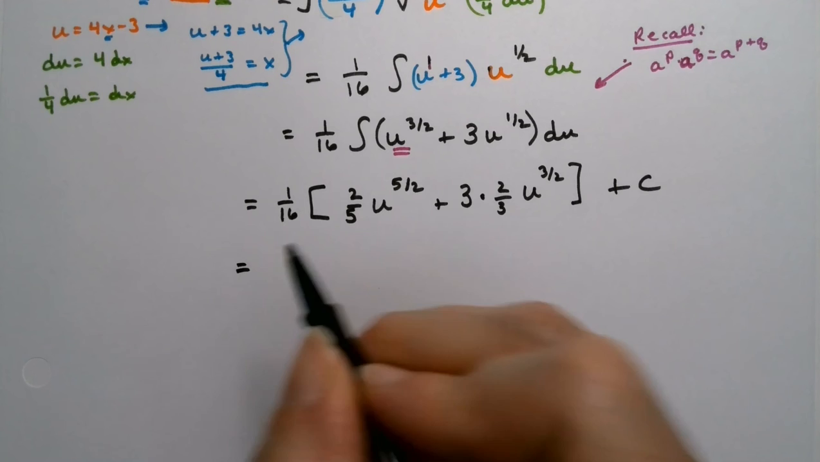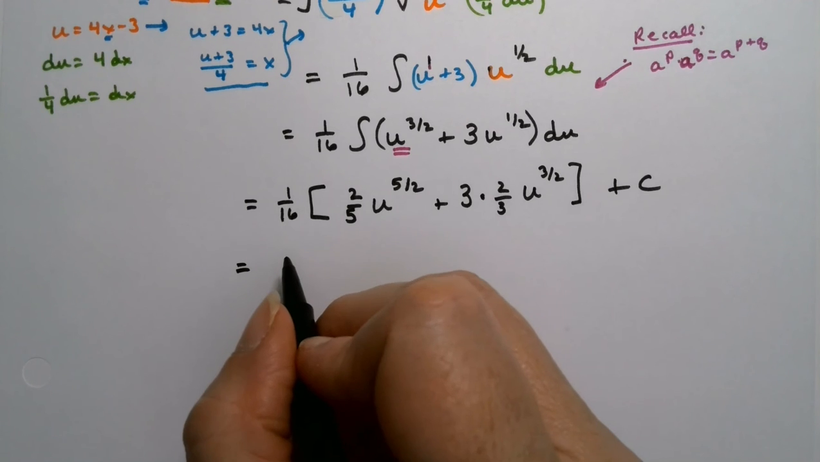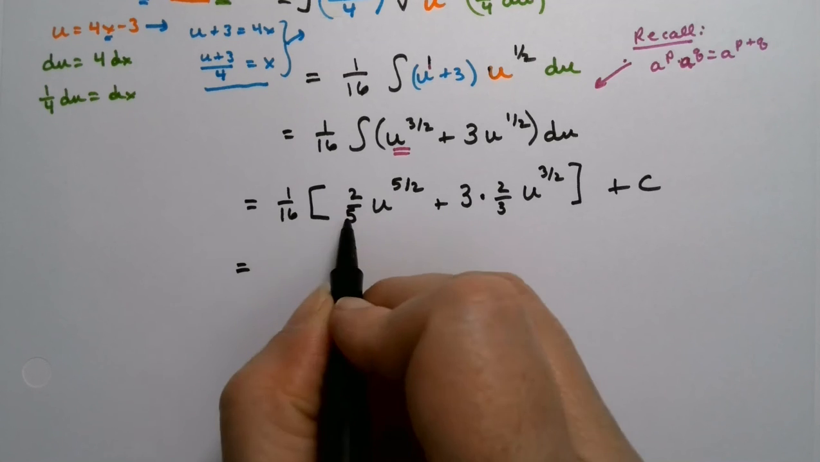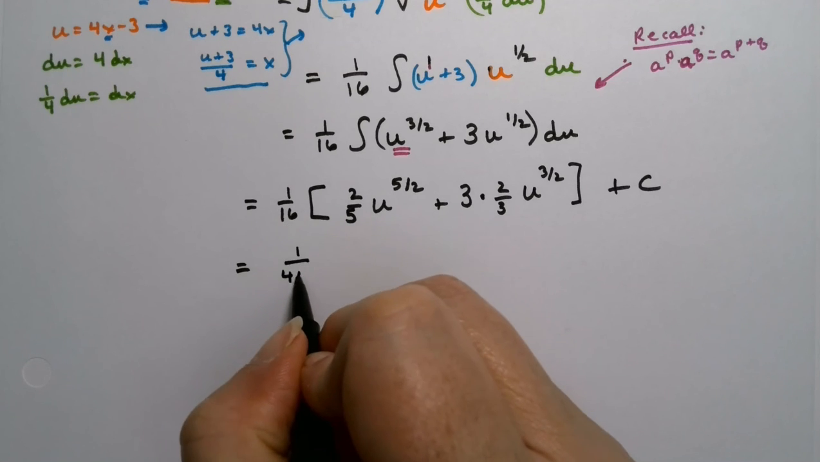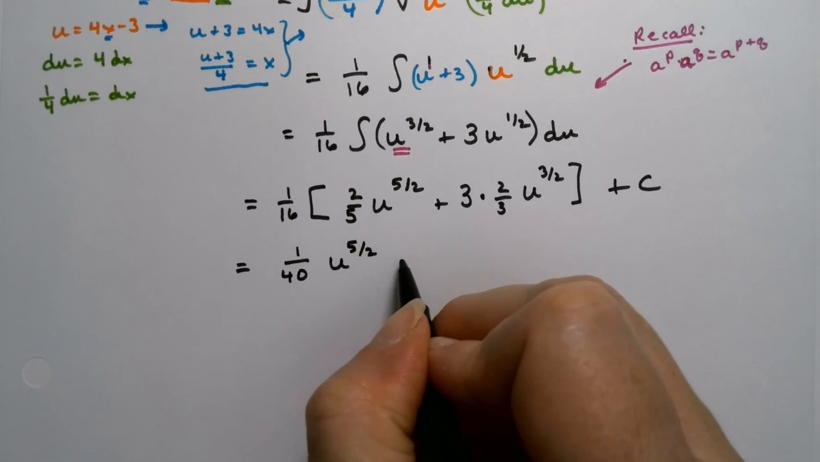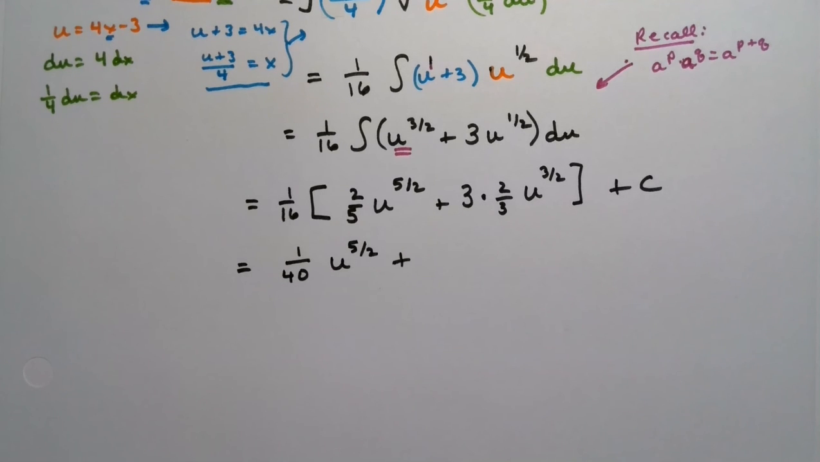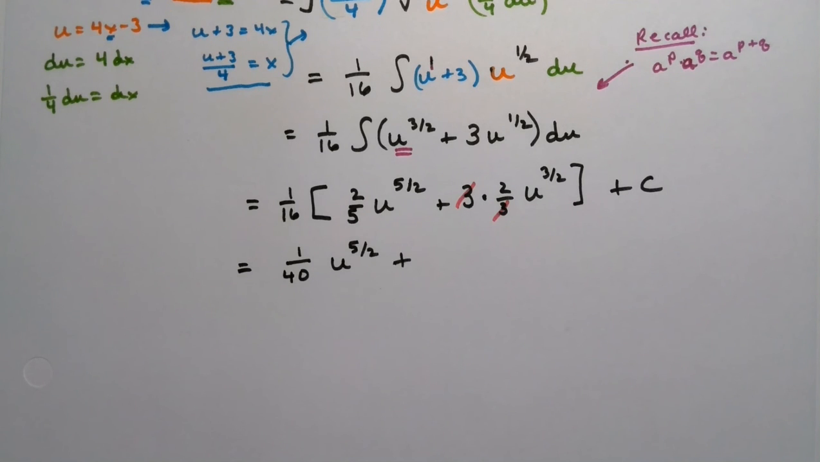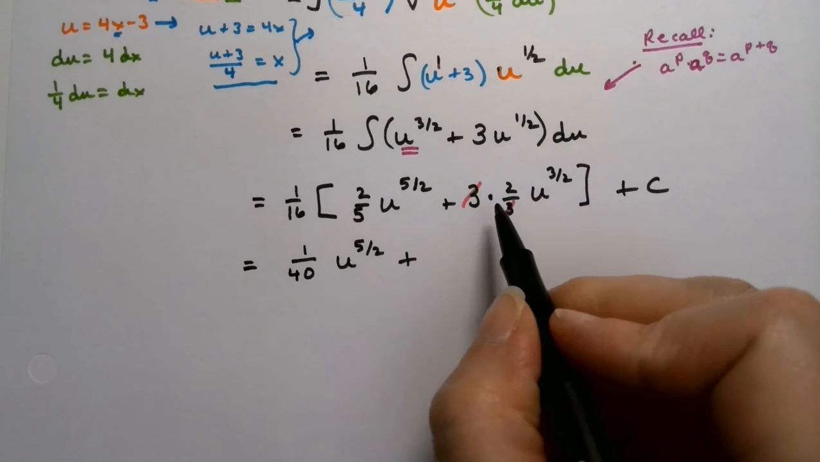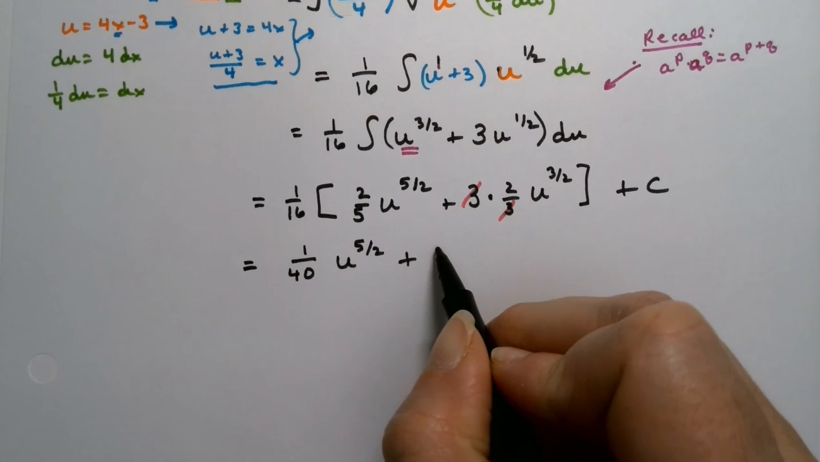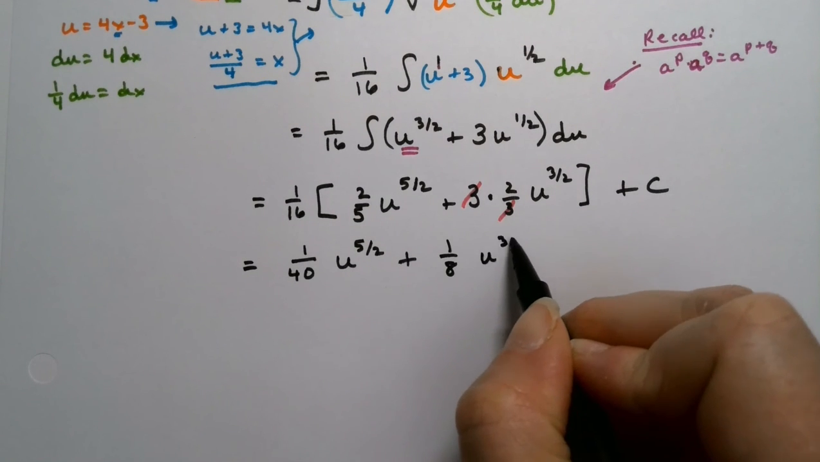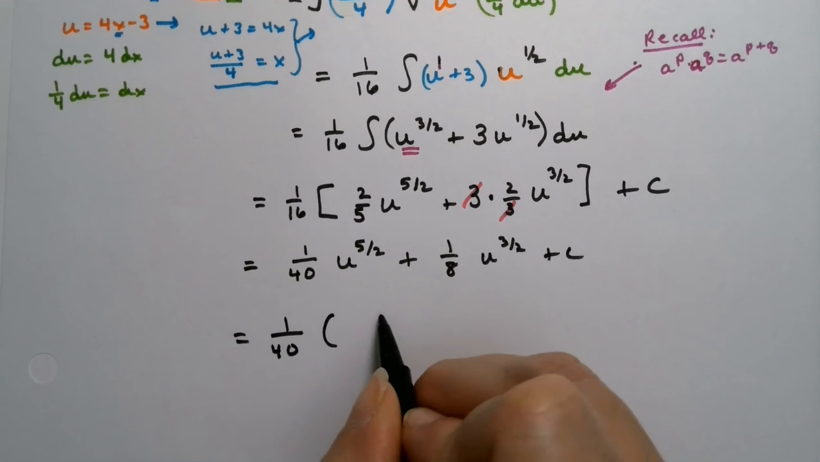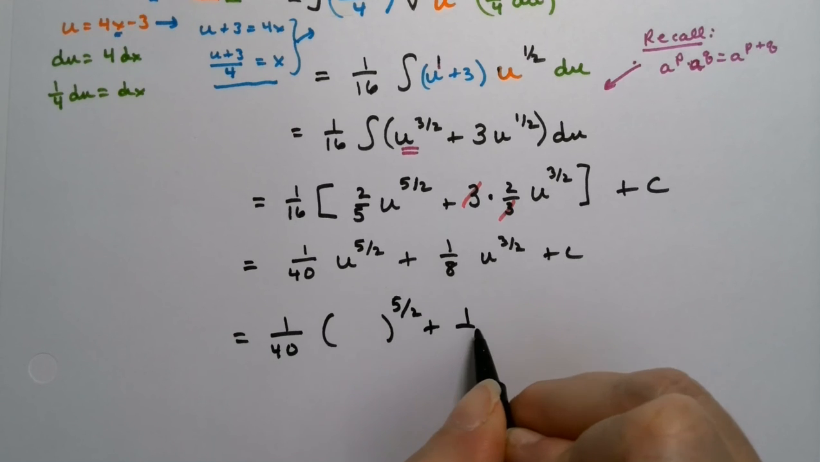Makes no difference. All right, so this is, let's think here. 2 goes into 16 8 times. 8 times 5 is 40. So this is 1 over 40 u to the 5 halves plus, well, the 3's are going to cancel because 3 divided by 3 goes away. So that leaves me 2 over 16, which is 1/8, because 2 goes into 16 8 times. So 1/8 u to the 3 halves plus c. And this would be 1 over 40 plus 1 over 8.